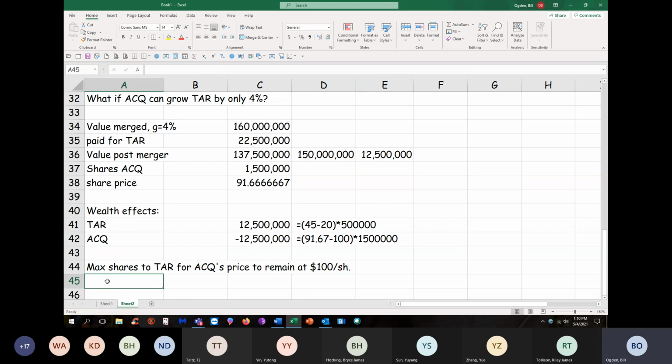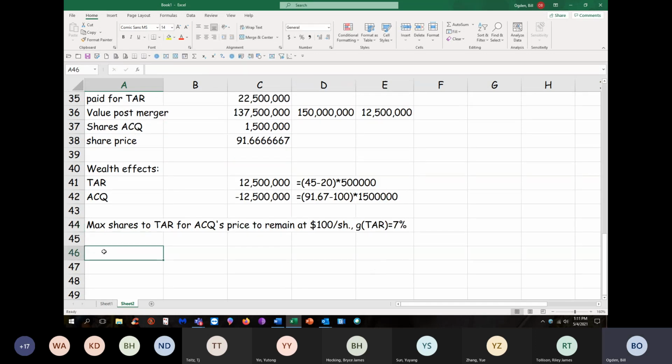All right, what's the value? Okay, let me go back just a moment. Let's start out here. We're going to do this two ways, actually. And let's start out with G of TAR equal to 7%. We will change that back to 4 eventually, but we'll just start out now. Let's say it all works.